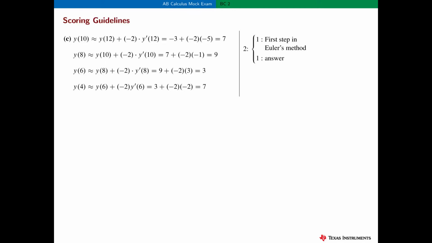Here are the scoring guidelines for this problem. Part C was worth 2 points. The first point is a conceptual point for conveying an understanding of Euler's method by presenting the correct first step. And the second point is, bluntly, for everything else, but more formally, for the correct answer.